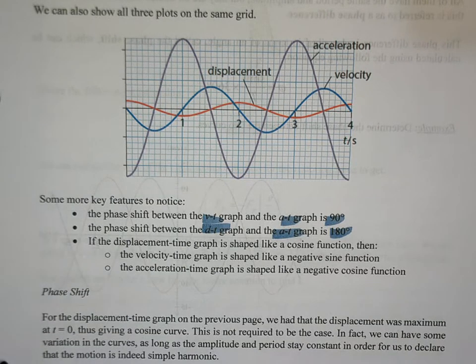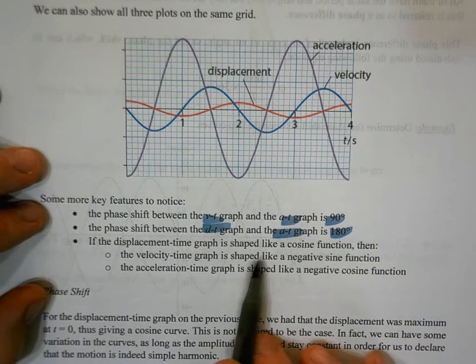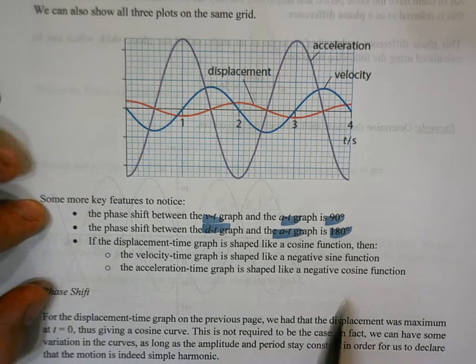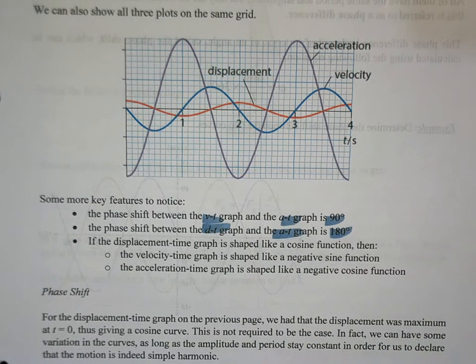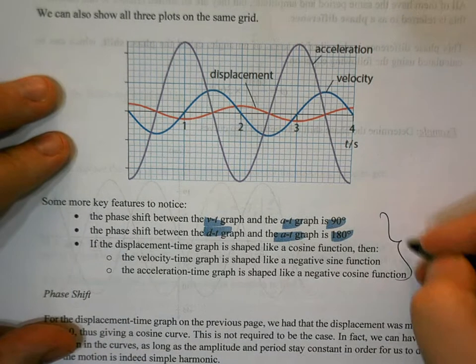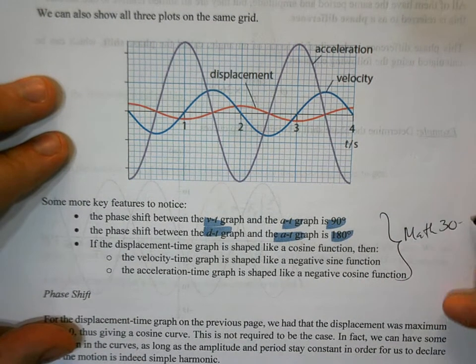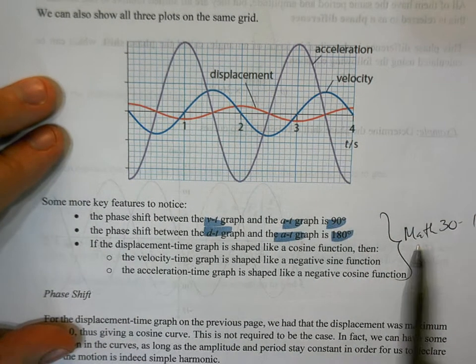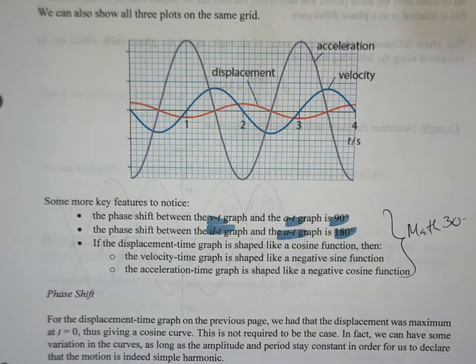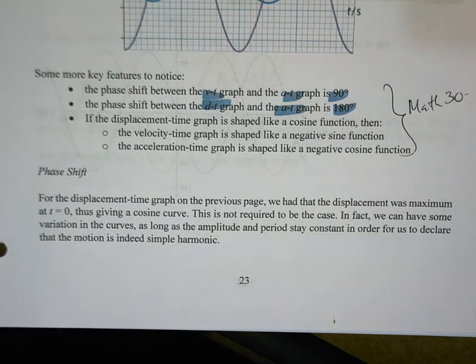So if your displacement time graph happens to be shaped like a cosine function, your velocity time graph is going to be the negative of a sine function, and your acceleration is going to be the negative of a cosine function. This piece is more Math 30-1, so you'll have to wait until you get to that to explore it more in depth, but this is just to introduce it to you right now. So we want to just finish out with the phase shift. We want to talk about that.